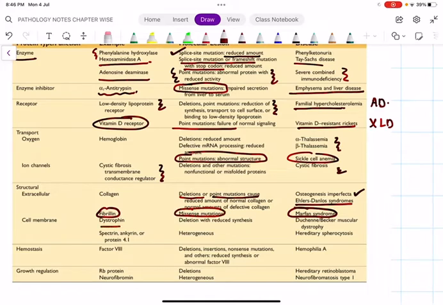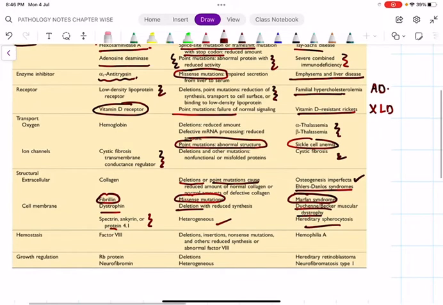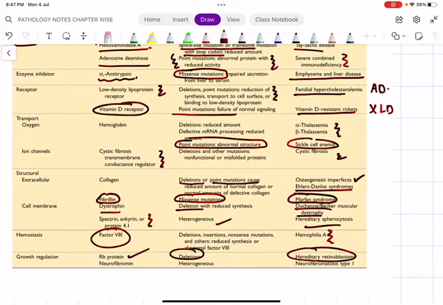Dystrophin, deletion, Duchenne or Becker's muscular dystrophy. Spectrin, ankyrin, that is hereditary spherocytosis. Factor VIII deficiency, hemophilia A, which may be either deletion, insertion or nonsense mutation. Then retinoblastoma protein deletion, which causes hereditary retinoblastoma. Neurofibromin, neurofibromatosis type 1.